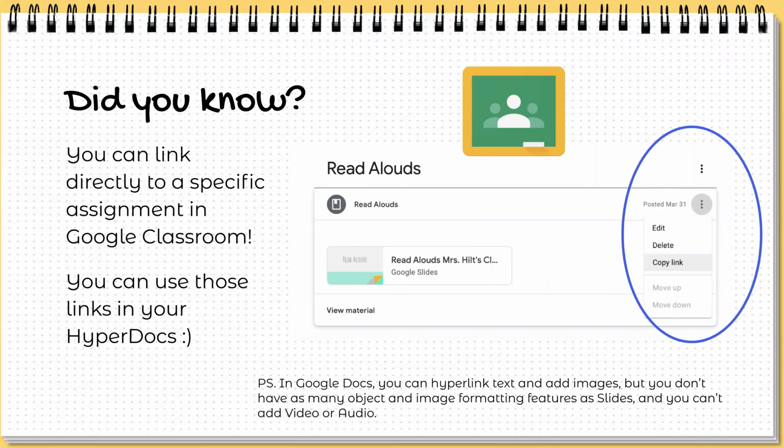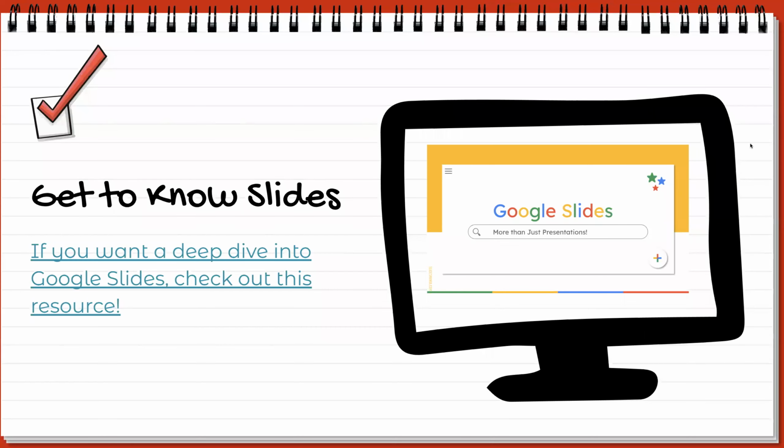Did you know also that you can link to a specific assignment in Google Classroom? So as part of your Hyperdoc, if you're asking students to copy or reference one of their Google Classroom assignments, you can go ahead to the assignment in Classroom, go to your triple dots and choose Copy Link. And that will give you the URL that you would then paste into your Hyperdoc with the instructions of, hey, don't forget to submit this in Google Classroom, or don't forget to do this in Google Classroom. So take advantage of that specific linking feature.